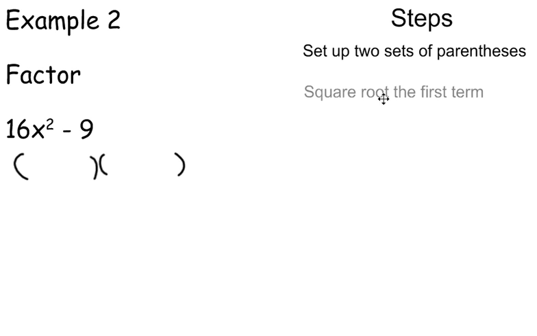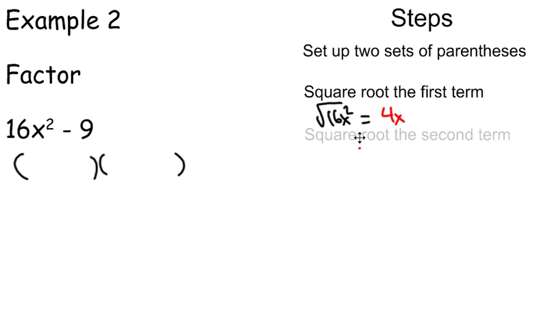Second step is to square root the first term. So the first term is 16x squared. We're going to square root that, and we get 4x. The square root of 16 is 4, and the square root of x squared is x. Now we have to square root the second term. So the square root of 9 is equal to 3.